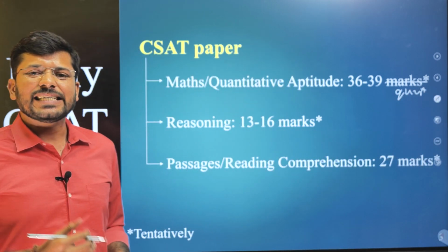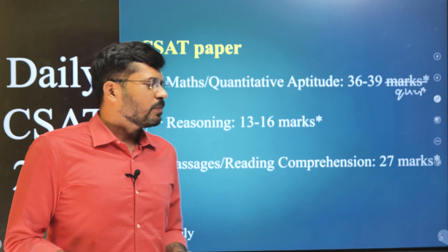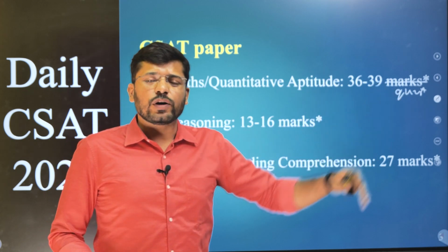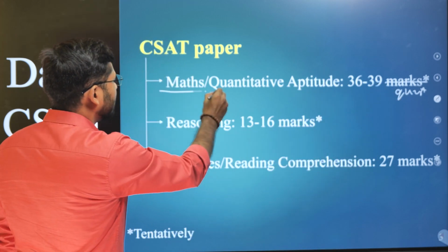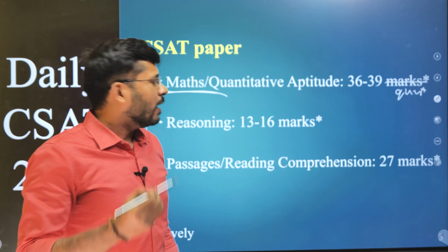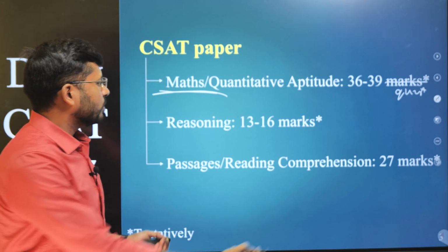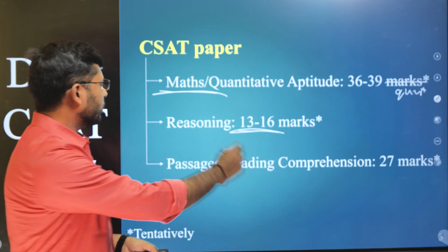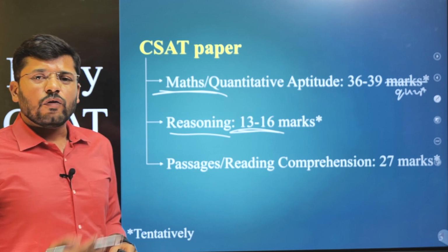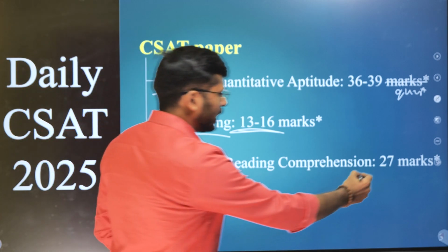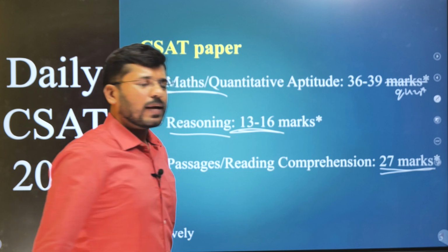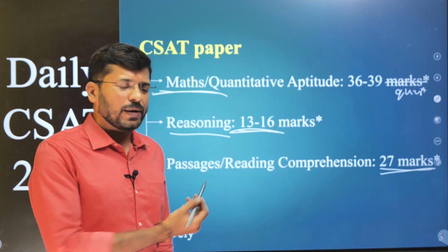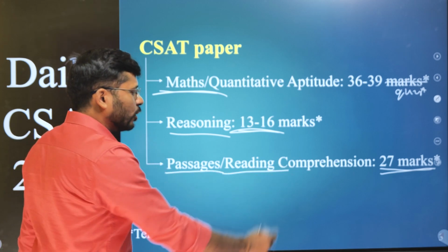I told you that your CSAT paper will have 80 questions, right? In those 80 questions, you can expect 35 to 40 questions from which section? That would be mathematics. And then you can expect around 13 to 17 from reasoning. And for the last few years, consistently, passages have been asked for 27 marks. So 27 questions are being asked in passages for reading comprehension.